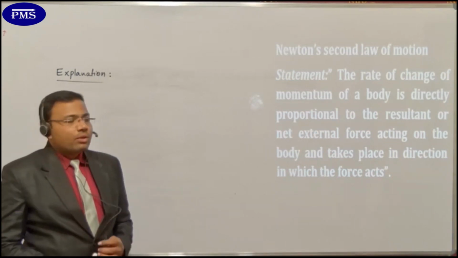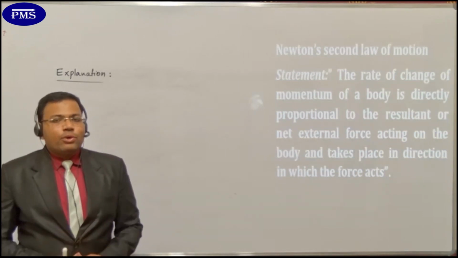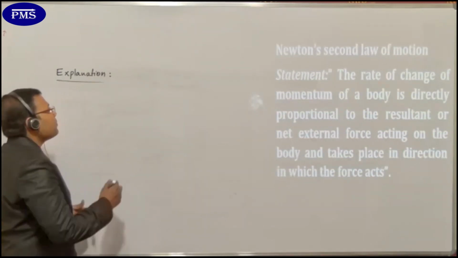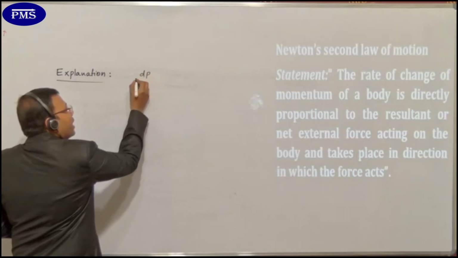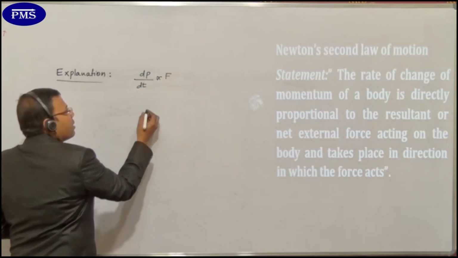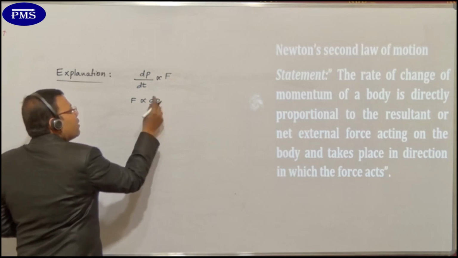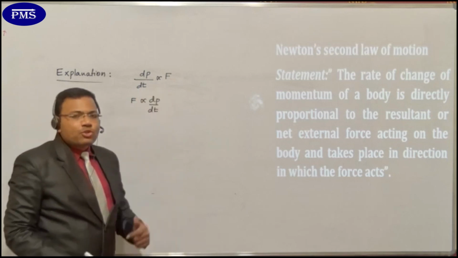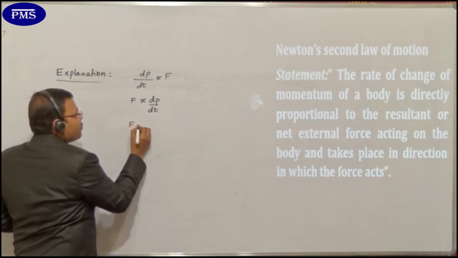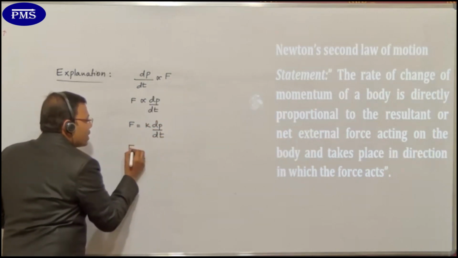Now students, we are going for the explanation part of Newton's second law of motion. Try to understand what I am saying. Just now we have seen the concept of force and momentum: the rate of change of momentum is directly proportional to force, as per the statement. So force is proportional to dp by dt. Now I want to remove this proportionality sign, so I have to introduce one constant k with dp by dt. Now students, try to understand, this is a very important thing.